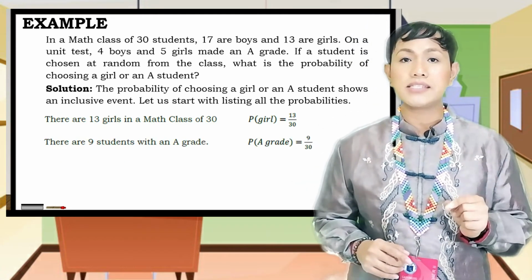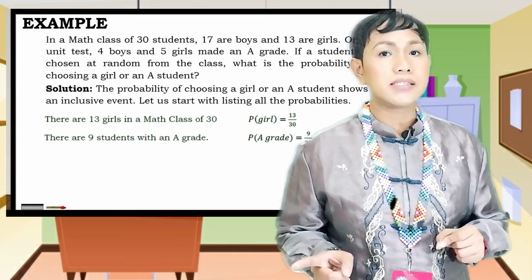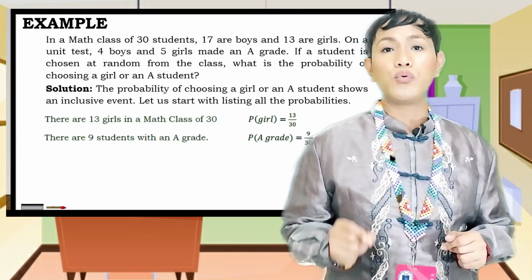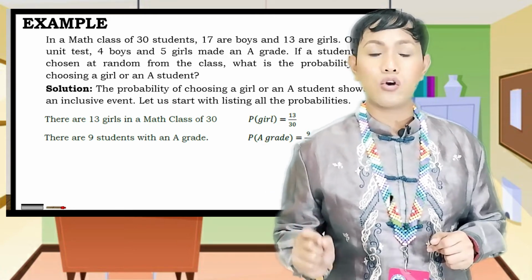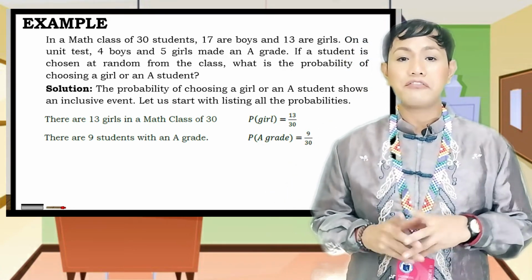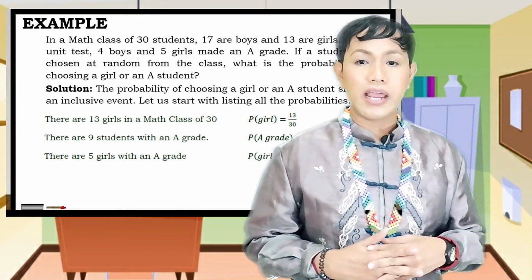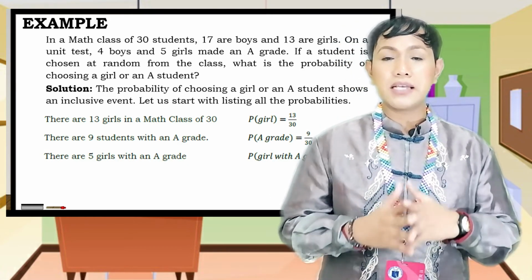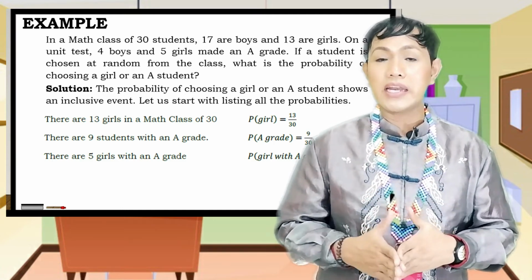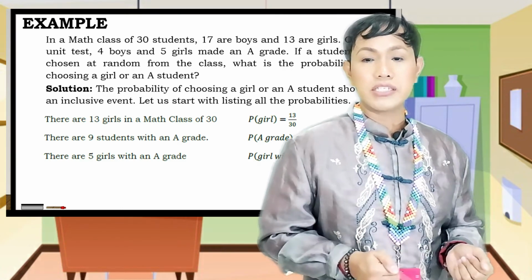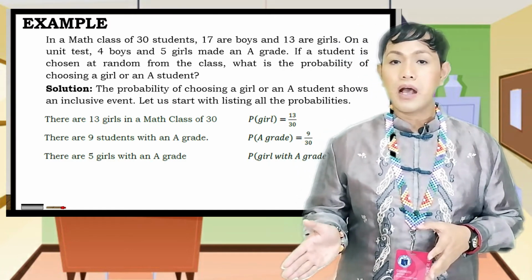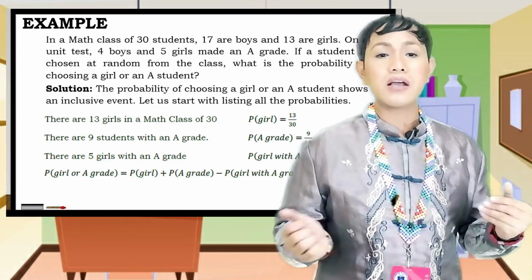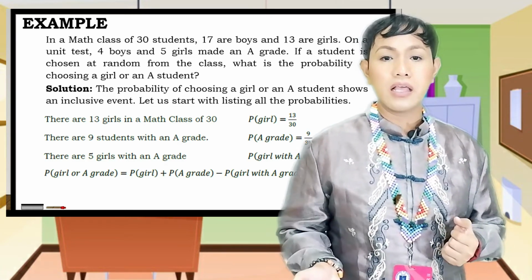There are 9 students with an A grade, which means that the probability of choosing somebody with an A grade is equal to 9 over 30. There are 5 girls with an A grade. This means that the probability that the one picked is a girl with an A grade is equal to 5 over 30.